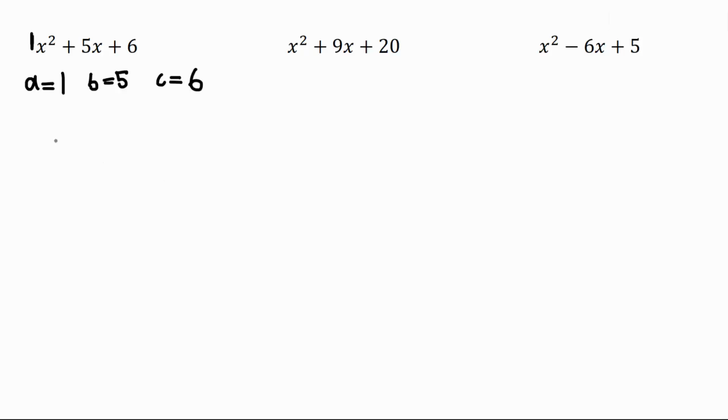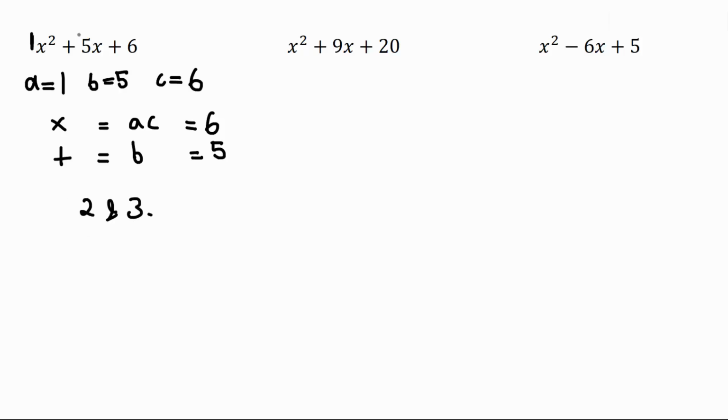And what we need to do is, we need to find two numbers that when you multiply them equals a times c, or in this case is 6. And when you add them equals b, which in this case is 5. So what two numbers, when you multiply them, give 6, but when you add them, give 5? Well, that's going to be 2 and 3.